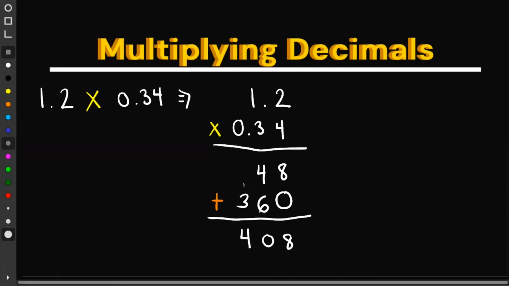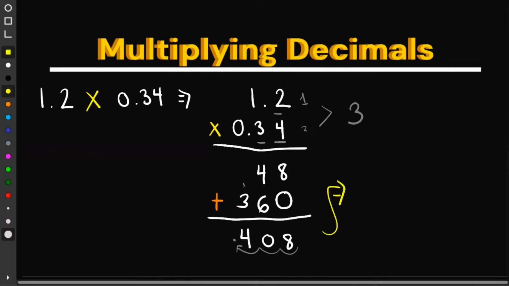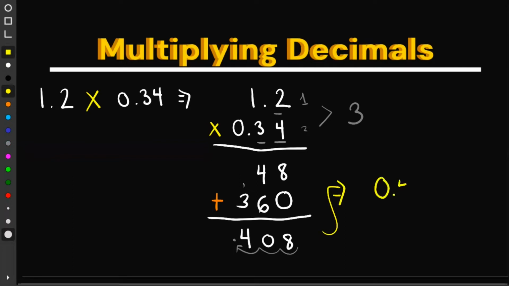So we have here 2 decimal places for this one and 1 for this one. So in total, that is 3 decimal places. So this would move from here, here, and here. And so our answer is 0.408.